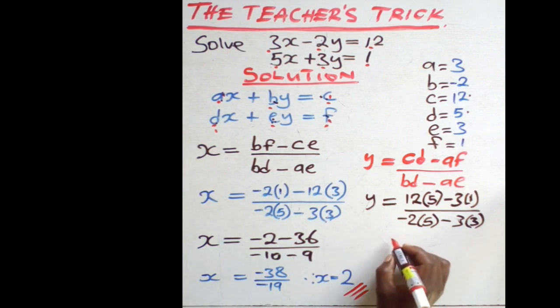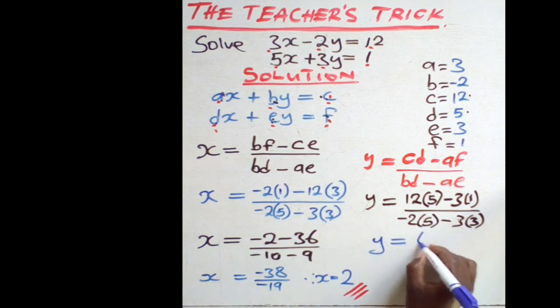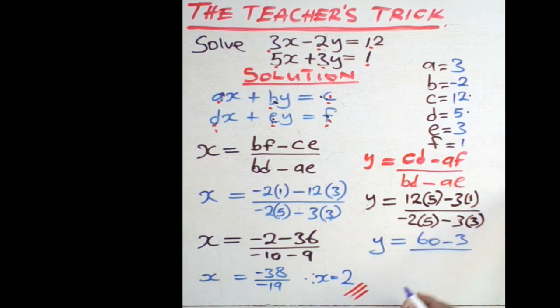And then you are going to have this. Let me try to use a blue pen. Have y is equal to 12 times 5, 60, minus 3 over, this is a negative 10 minus 9. When you subtract, you're going to have y is equal to 60 minus 3, 57, over negative 19. When you divide negative 19 into 57, it will give you a negative answer, which is negative 3. And this is the value of y. Therefore, y is equal to that answer.